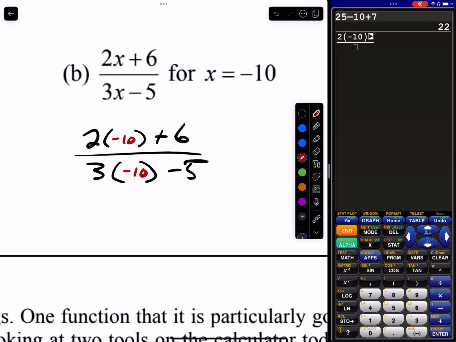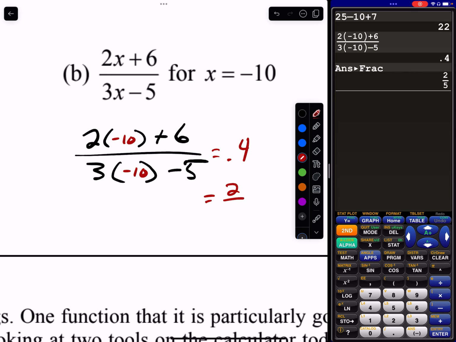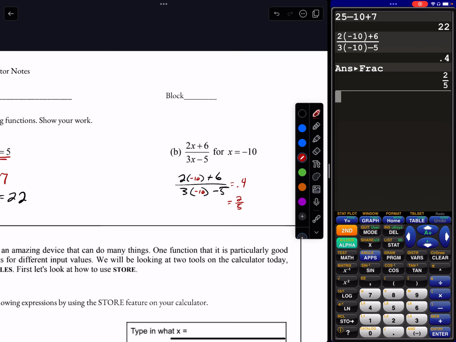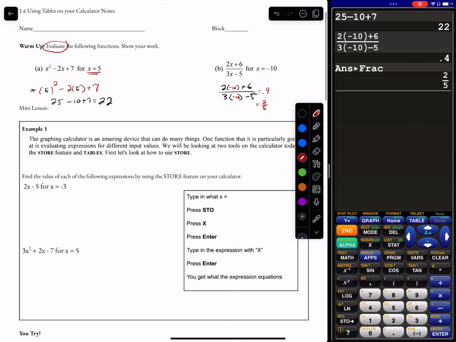And you can see here I'm using the negative button, not the subtraction button. So then I got 3 times negative 10 minus 5. And now it looks exactly like that. And we end up with a value of 0.4. And if you need to change that to a fraction, we'll say math frac. Okay, that is 2/5. So that's evaluate, right? We're going back over our evaluating functions.